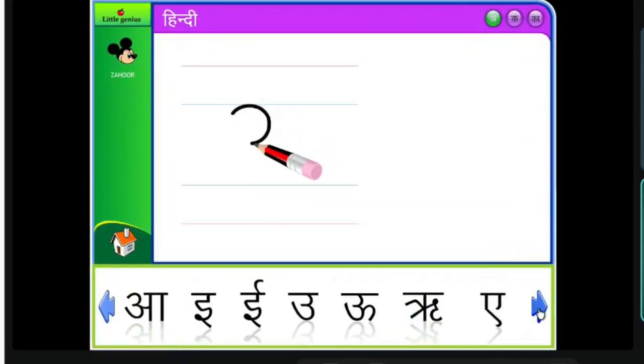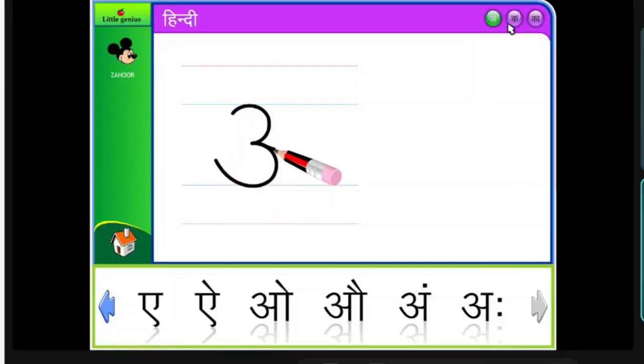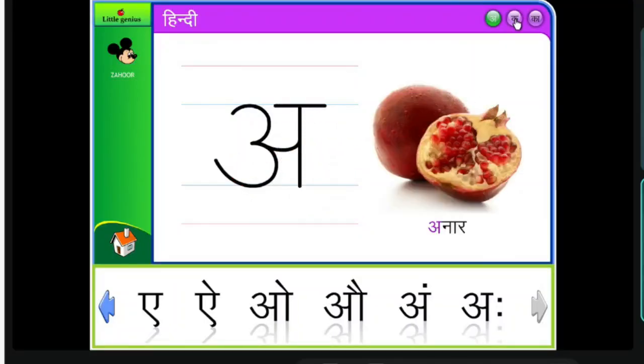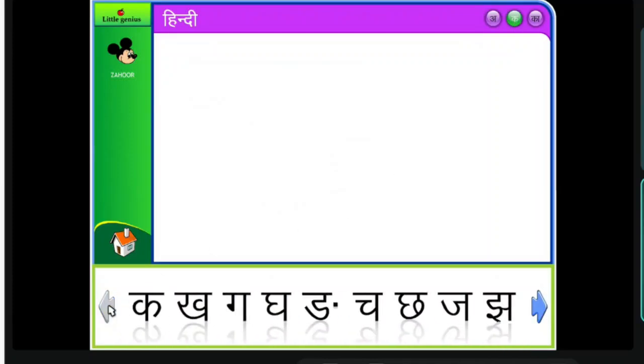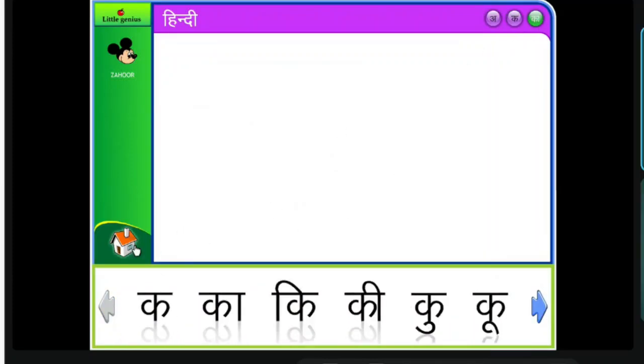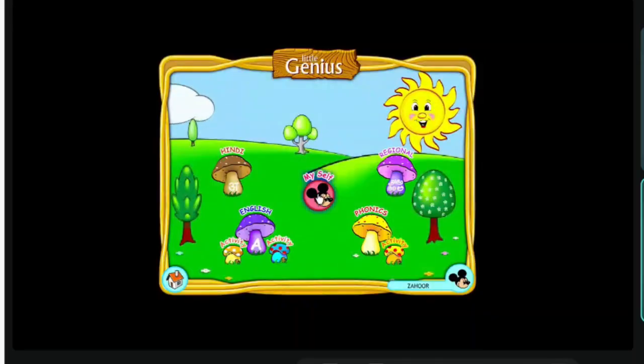Then if you go to Hindi, it is a similar thing. Hindi alphabets like this. The children can keep a four-line book and follow the strokes. Then this one, Ka, Kai, Kaka, Kiki.